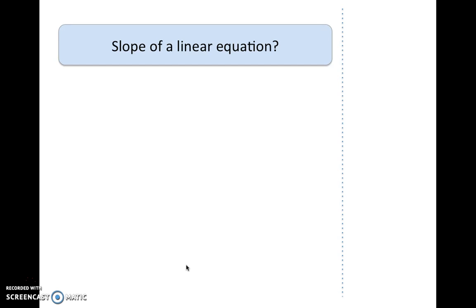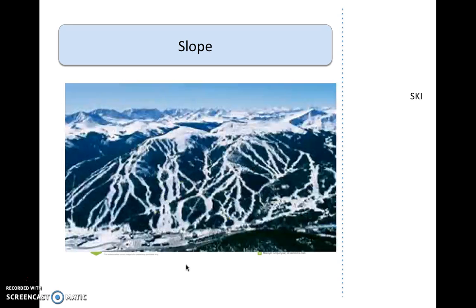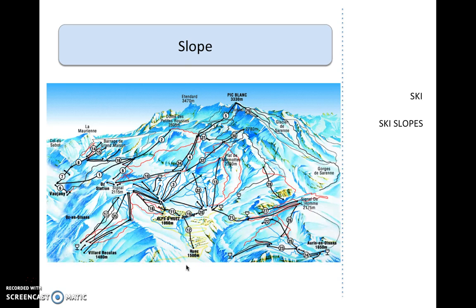Now, the third word was slope. What's the slope of a linear equation? Let's look at the word slope. Everyone knows ski and ski slopes. In a big ski resort, we have many ski slopes, and we represent them by different colors. These colors show how fast they go down. In this case, blue is not so steep, while black is a very steep slope.